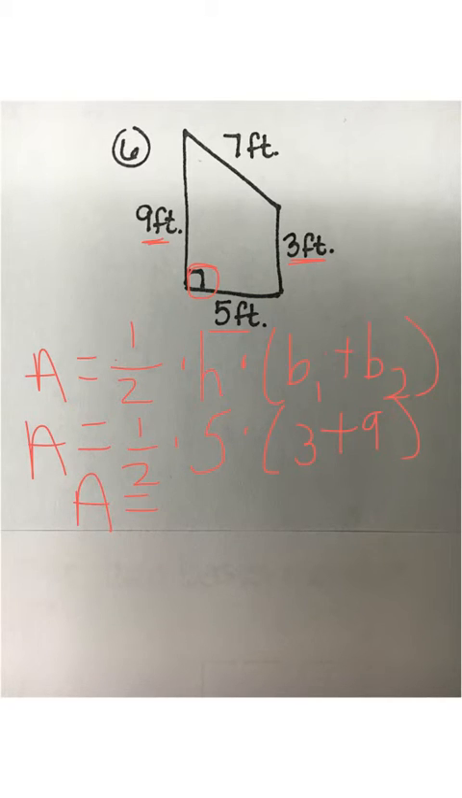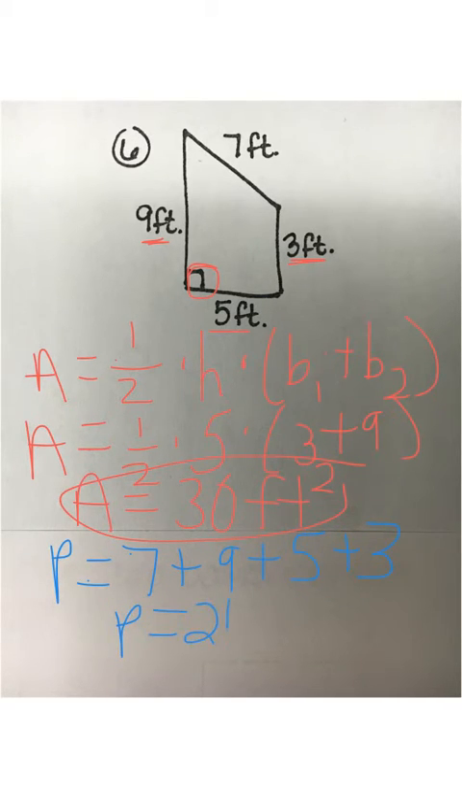You will get that your area is 30. Your label is feet and it's area, so make sure to square it. For perimeter, you're just adding up the four sides. So you have 7 plus 9 plus 5 plus 3, and you'll get that your perimeter is 24, and the label was feet.